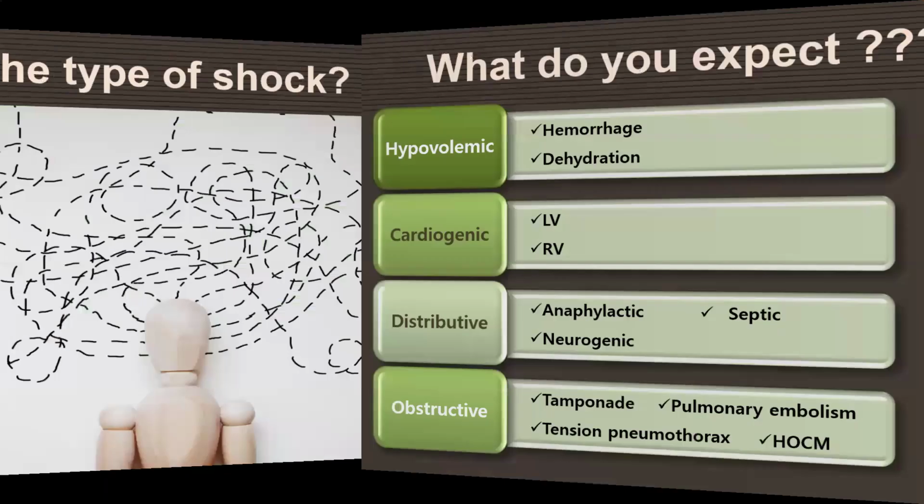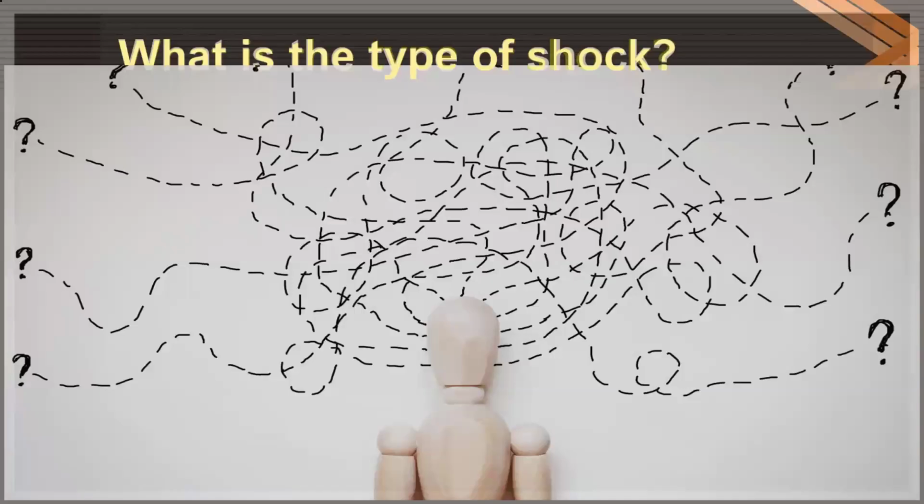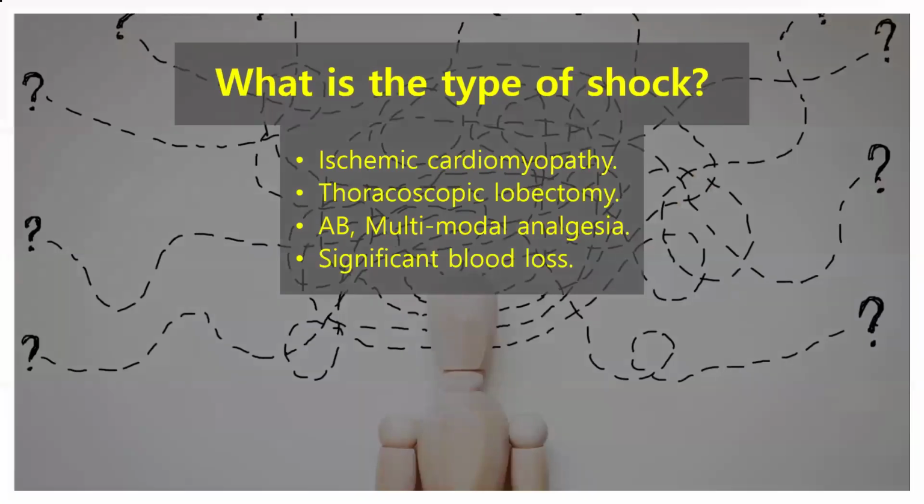In real life, it does not go like this. For example, if we have a patient with ischemic cardiomyopathy who is undergoing thoracoscopic lobectomy, he received antibiotics and multimodal analgesia. Then, with the initiation of surgery, we find significant blood loss. Can you tell me what could be the possible cause of shock in this patient? It is very difficult to distinguish. Actually, sometimes it will be a mix between all of these types.